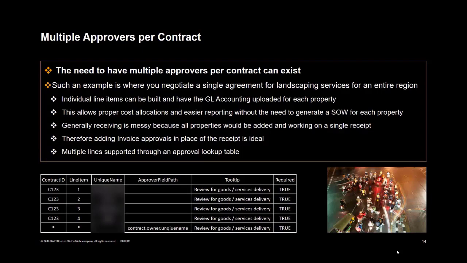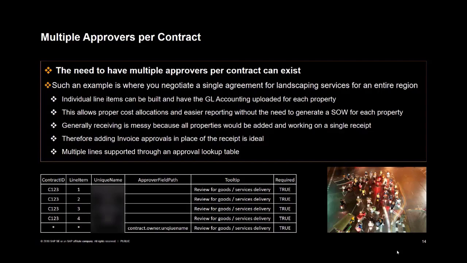So this can be a labor efficiency from a setup standpoint because you don't need to generate individual SOWs for each property. You can generate one master agreement and then execute all the properties on a single master. This is also cleaner than doing receiving, because if you have all of the properties doing receiving and working on a single receipt, because all the line items will be generated into a single receipt, that can get very messy with a lot of individuals trying to do receiving. And so you can set this up in that second process above, where we talked about using the invoice approval in lieu of the receipt as a work validation. And so this is really ideal.